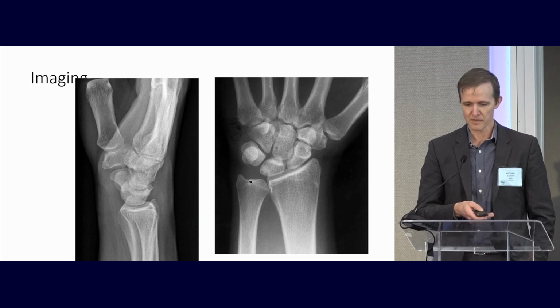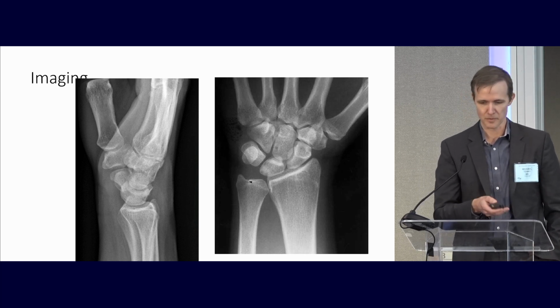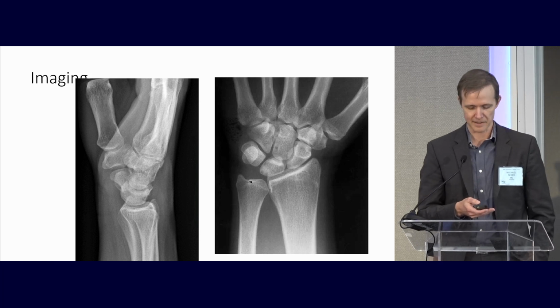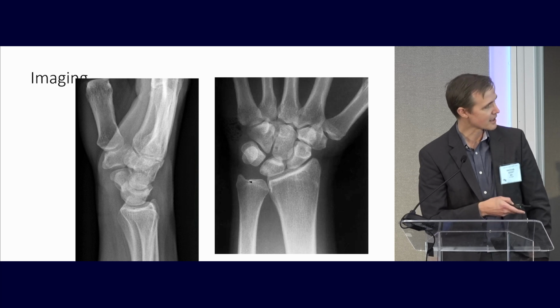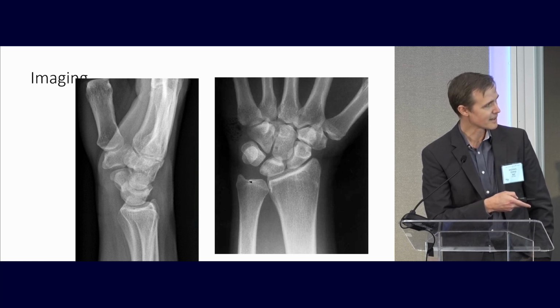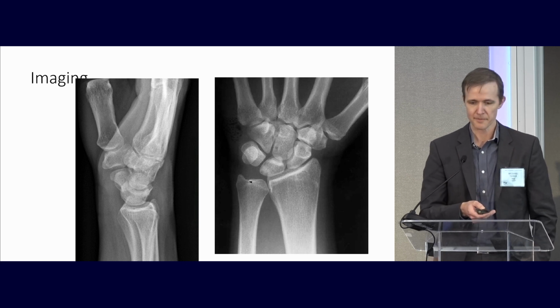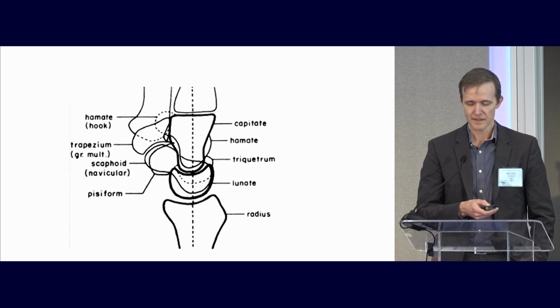On the AP view, you'd like to see the interval between the radius and the ulna, and other landmarks are that you want the ulnar styloid to be on the ulnar side of the ulna, and the ECU groove should be radial to the midpoint of the ulnar styloid.